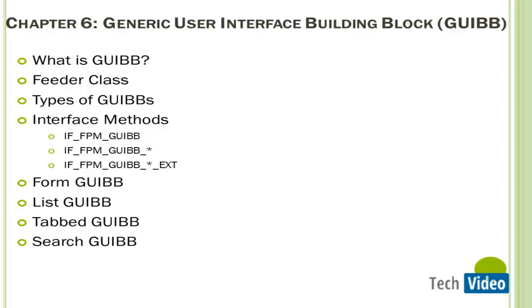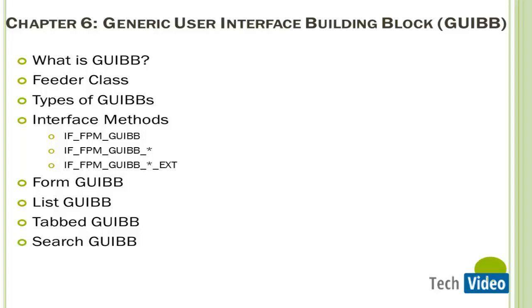Chapter 6 deals with GUIBBs, which is generic user interface building block. Here I'll be talking about what a generic user interface building block is, what the use of it is, and why we have it. I'll be taking you through some of the fundamental concepts of GUIBB, which is the feeder class, and what the different types of GUIBBs are that are available, and the methods of important interfaces that are participating in GUIBB scenarios.